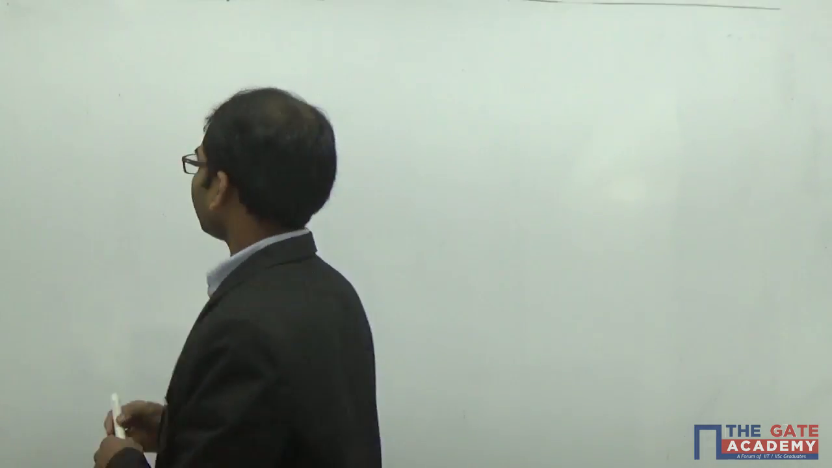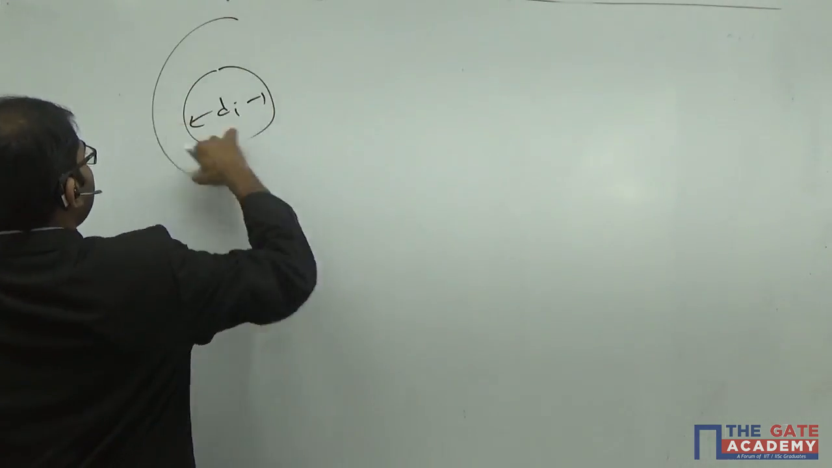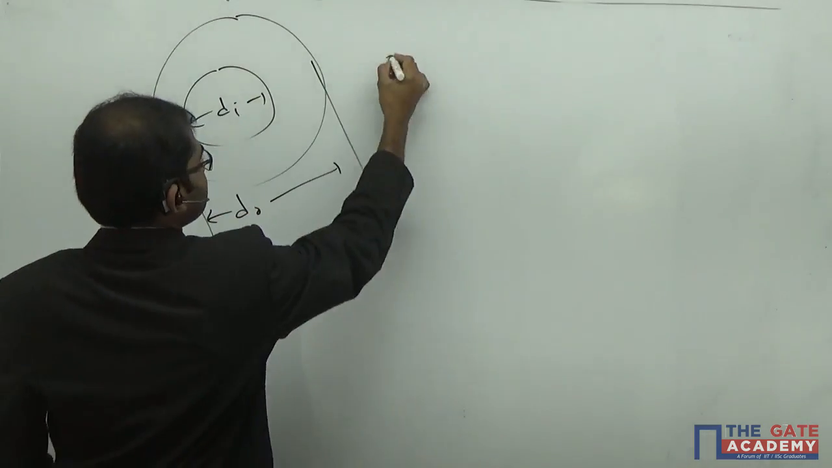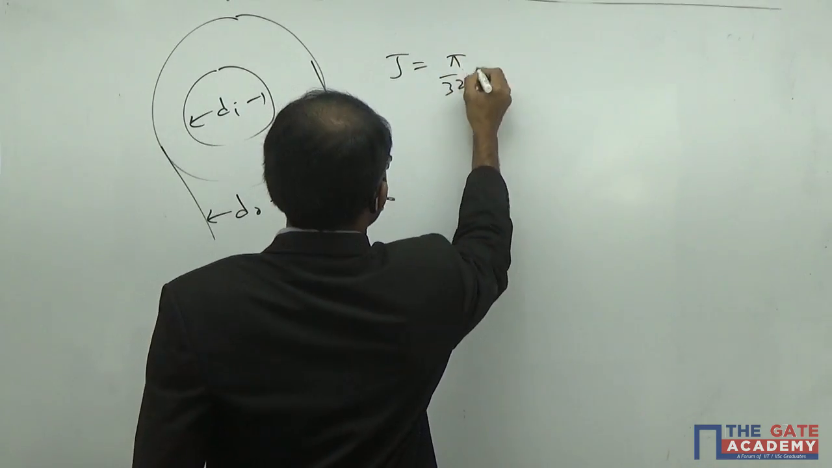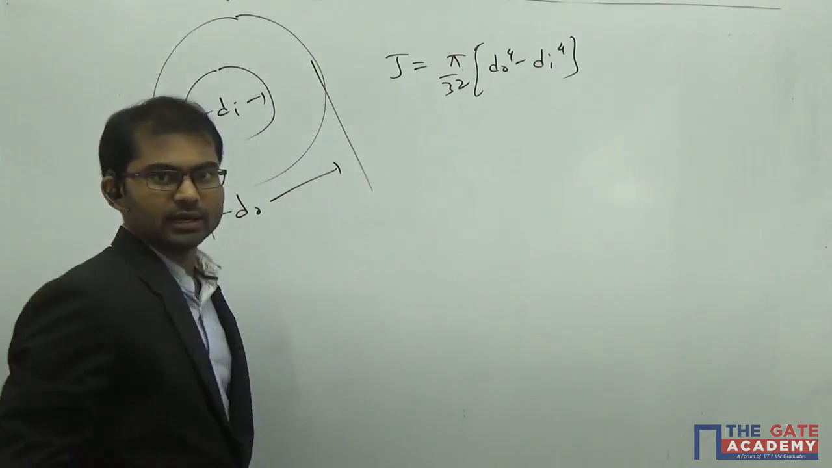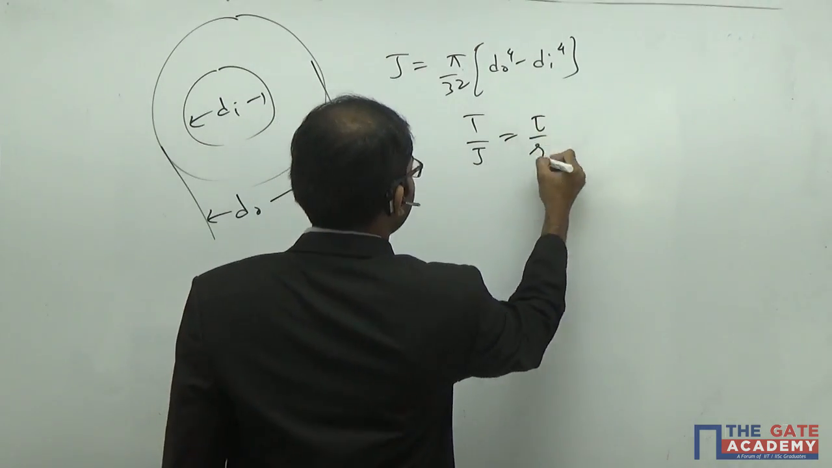Understand? Okay then. So torsion of hollow shafts here. Let's take a hollow shaft like this, which has an internal diameter of di and outer diameter do. For this case, J is equal to pi by 32 into d outer power of 4 minus d inner power of 4 here. Understand? So in this case, you have to apply the torsion equation, T by J is equal to tau by R here.